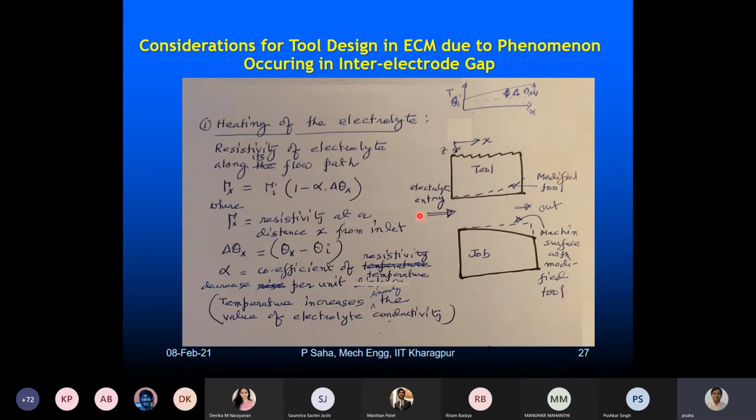Now friends, electrolyte is flowing in this case. So this is the inlet and this is the electrolyte outlet. Now what will happen? ECM is a low voltage, high current process. Sometimes the current values in the machine will go to several thousand amperes, pretty high current. And the gap is very small. The inter-electrode gap is sub-millimeter.